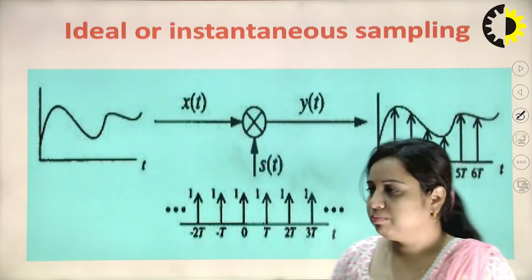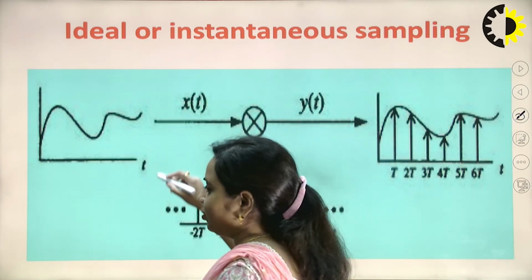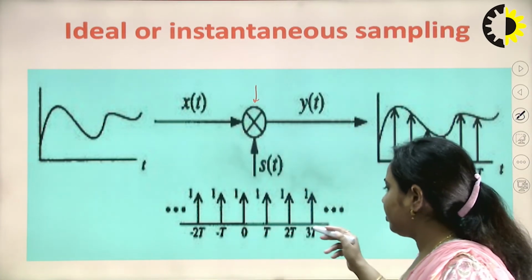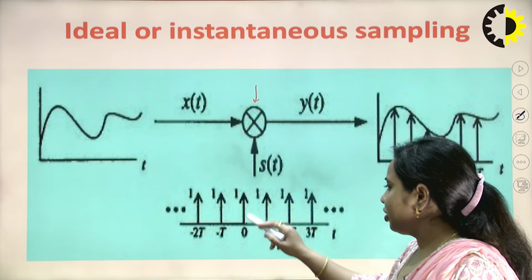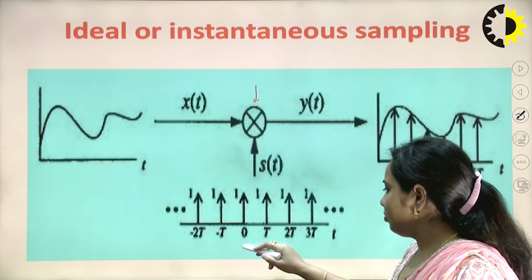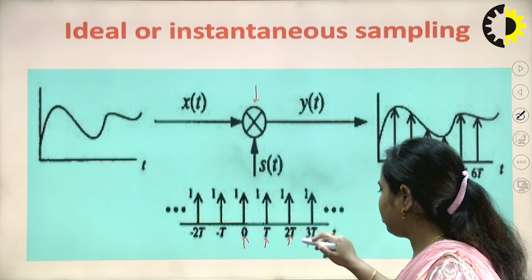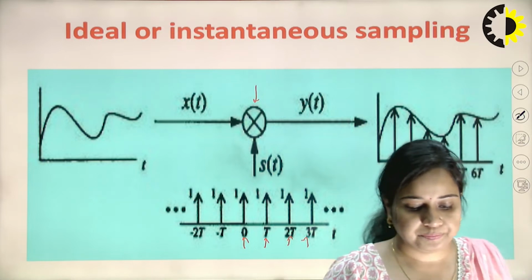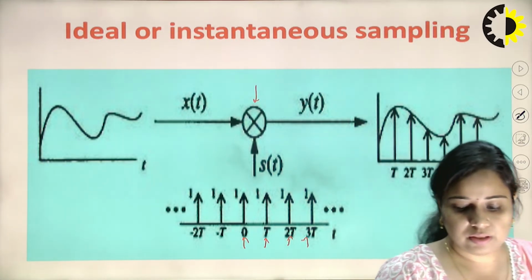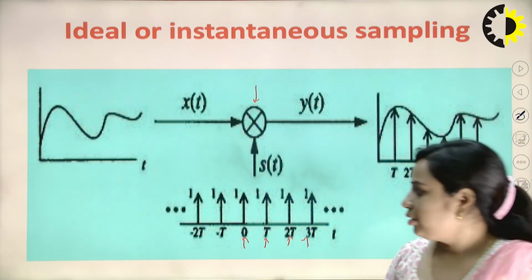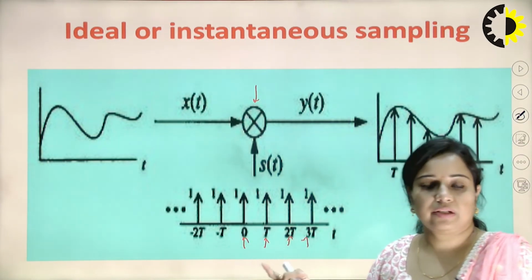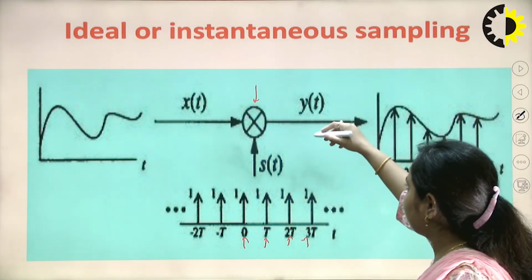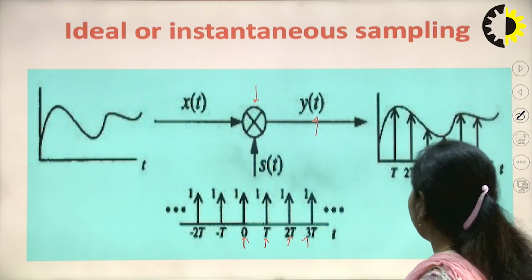In this case the input signal is analog in nature. It is applied to a multiplier where it is multiplied by a series of impulse functions. This impulse function is defined at different time instants: at 0, T, 2T, 3T. So at every T seconds this signal will be defined, and it is multiplied by the input signal, which is the message signal. These two signals are multiplied together to get the signal y(t), which is the sampled version.